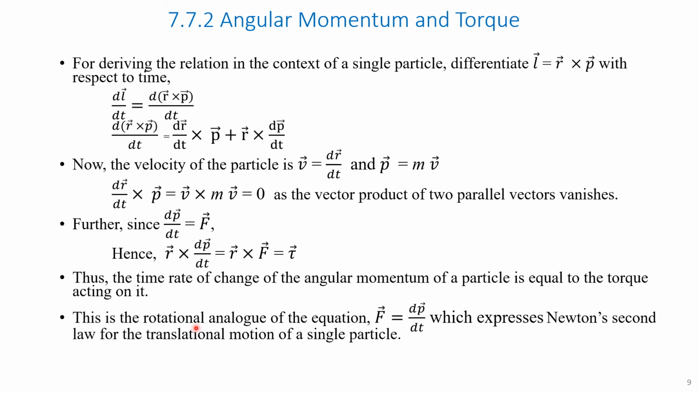This is the rotational analog of the equation F is equal to d by dt of vector p, which expresses Newton's second law of motion for the translation motion of a single particle. That is, the relationship F is equal to dp by dt is Newton's second law of motion for a single particle.